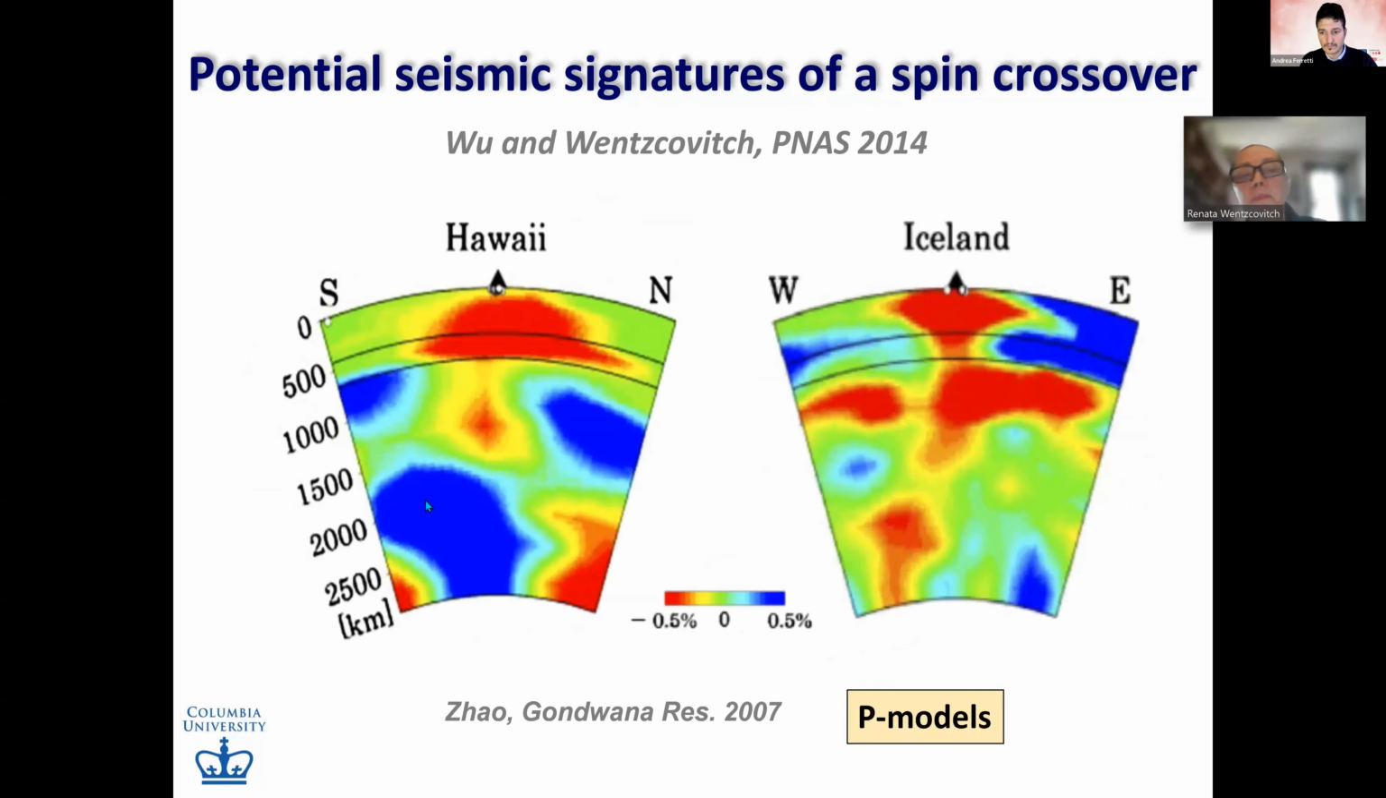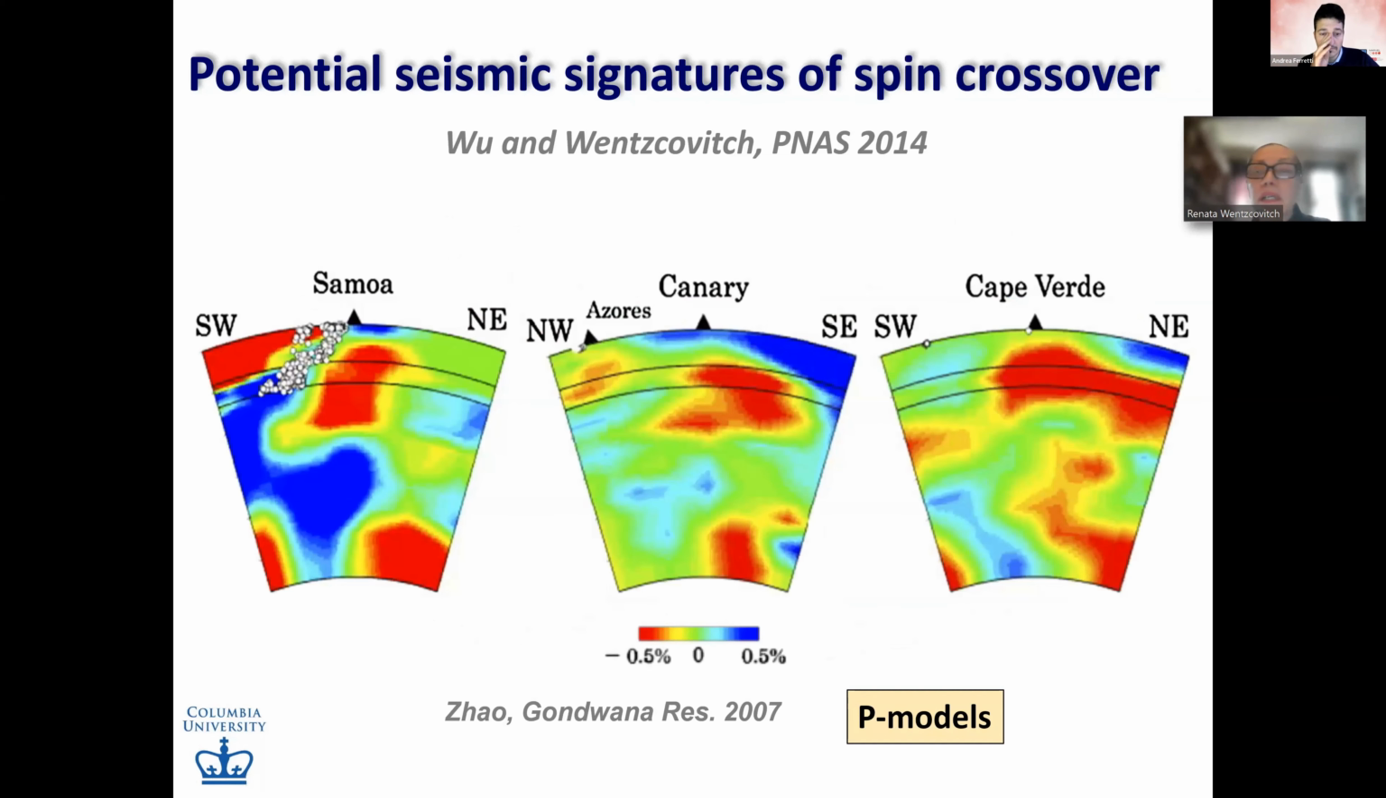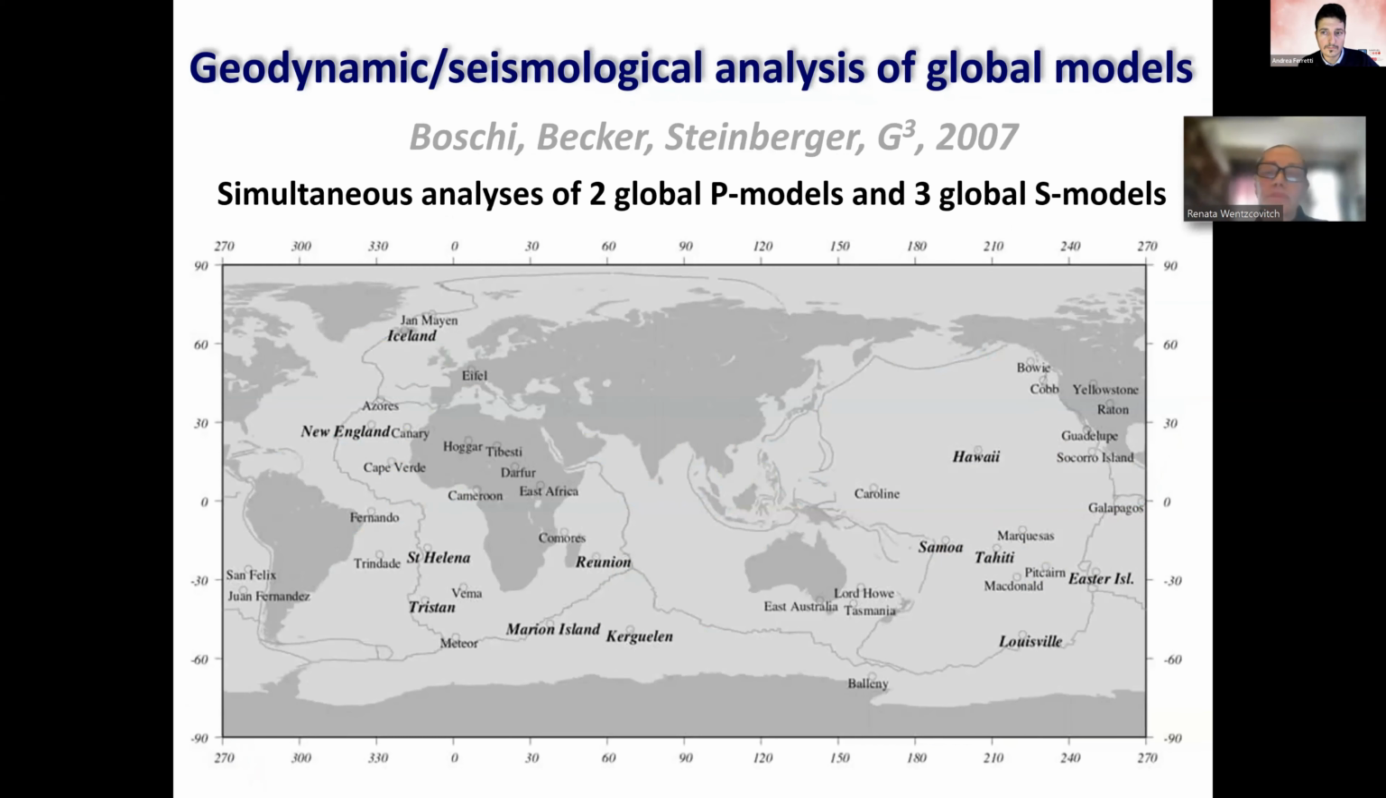But look at this picture of Hawaii. This is a P velocity map. It's not a shear velocity map. This is Iceland, the same kind. Samoa, Canary, Cape Verde. There are many hotspots, volcanoes that have P velocity maps that look like this. Shear velocity maps were not correlating well with this, so people didn't believe that these moduli would be affected differently by temperature.